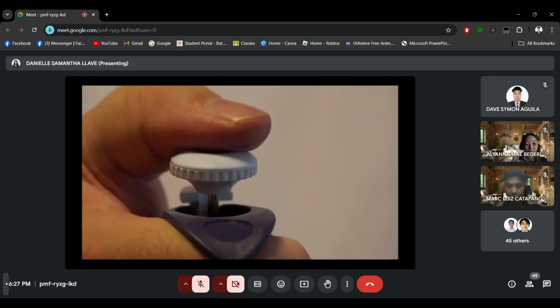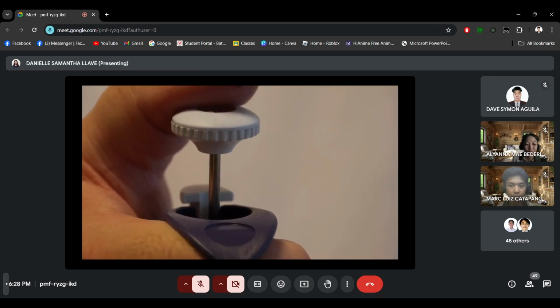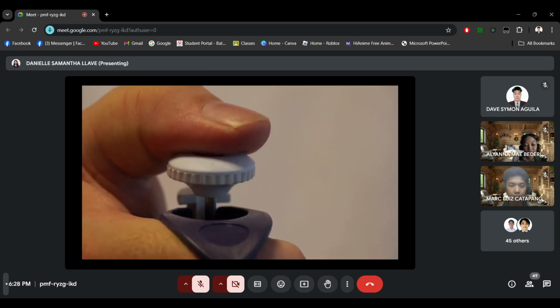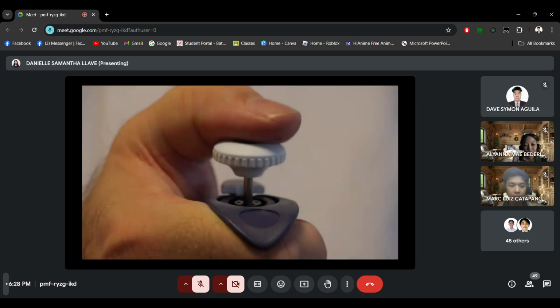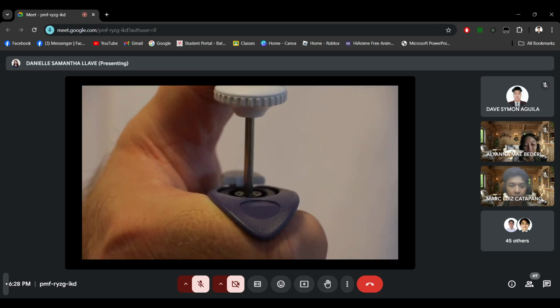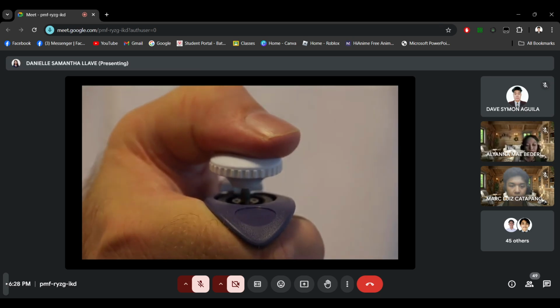So push down to the first stop, put the tip in the liquid and then bring your thumb up. Push down to expel the liquid and then push all the way down to remove excess. So the plunger, you push down to the first stop, tip into the liquid, bring up slowly, push down again to expel the liquid and then push through to expel excess.